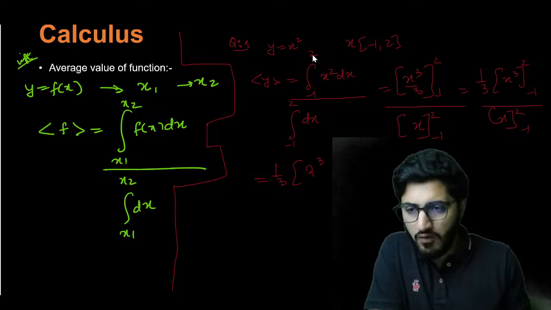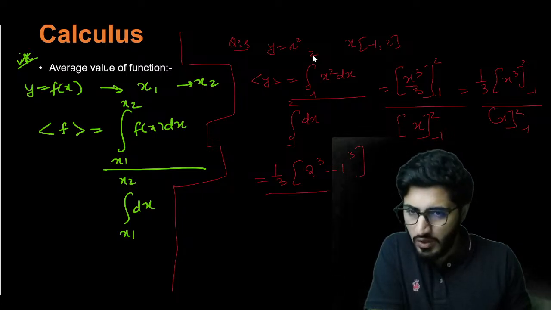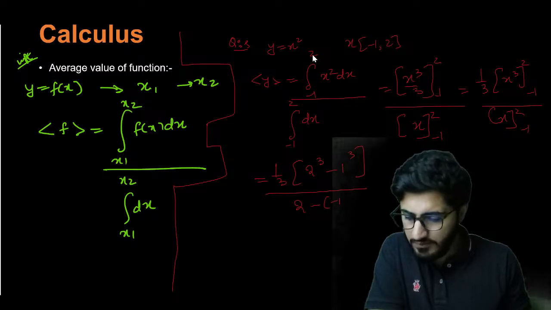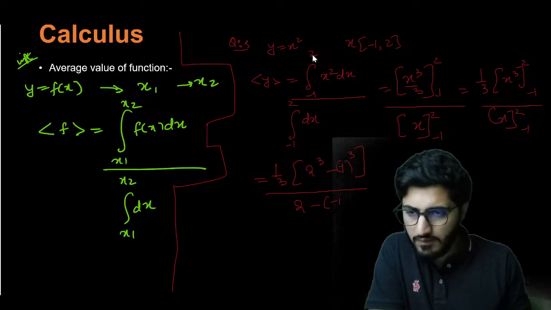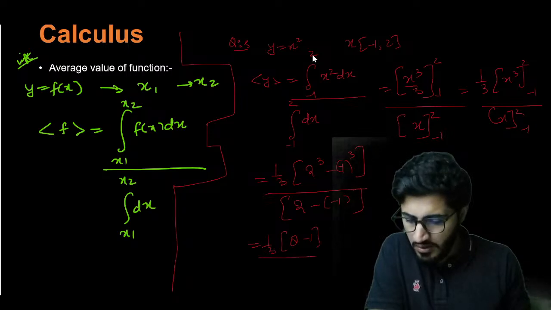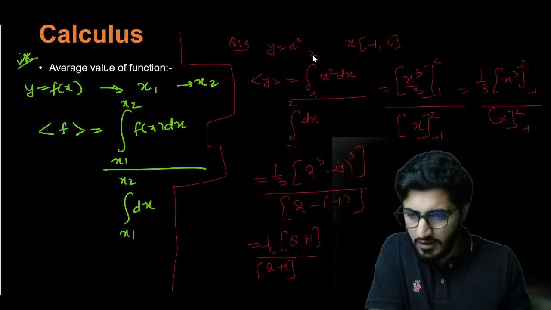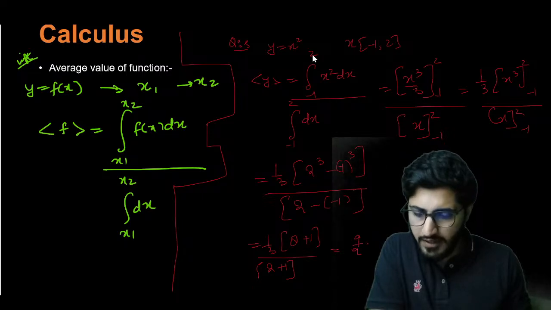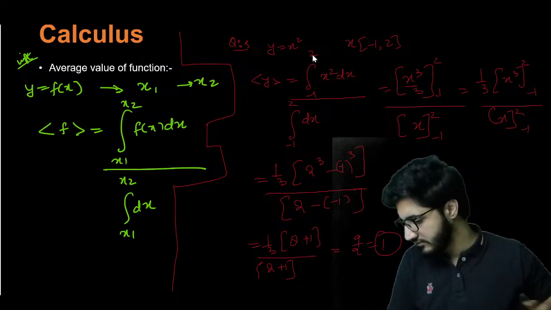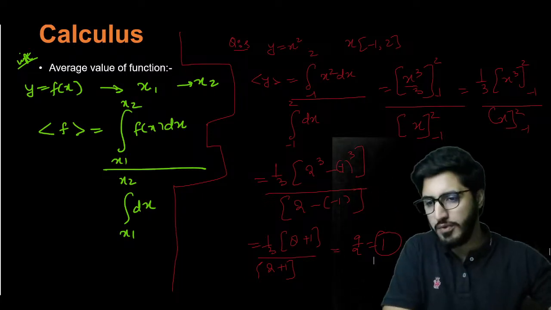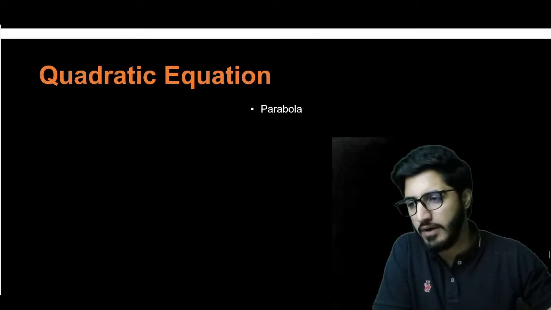I can write 2 power 3 minus (-1) power 3, whole divided by 2 minus (-1). It is -1, right? So my answer is (8 minus (-1)), it is minus minus plus, plus 1. So we are having 2 minus minus plus is 1, 3. So 3 and 3, we are having 9 by 9, which came out to be 1. So we have to find out the numericals like this, right?